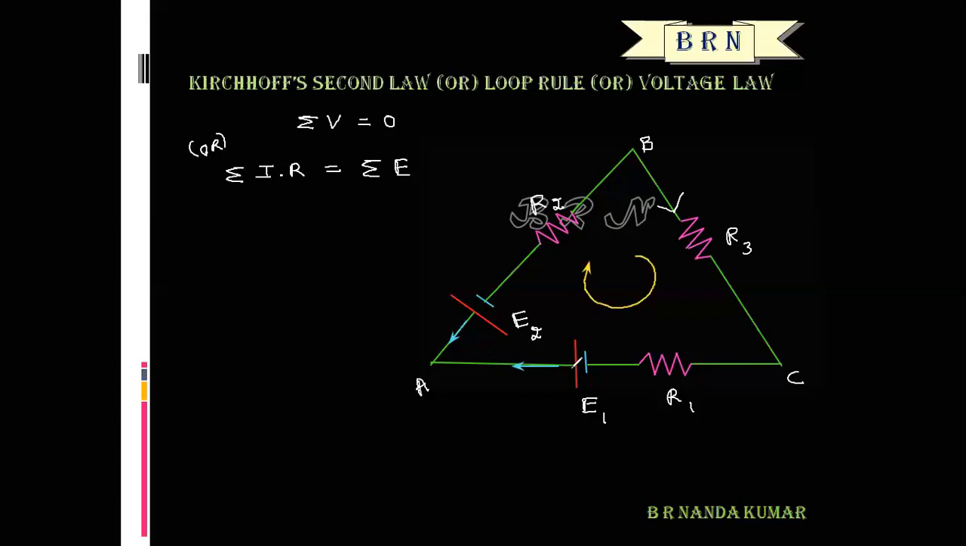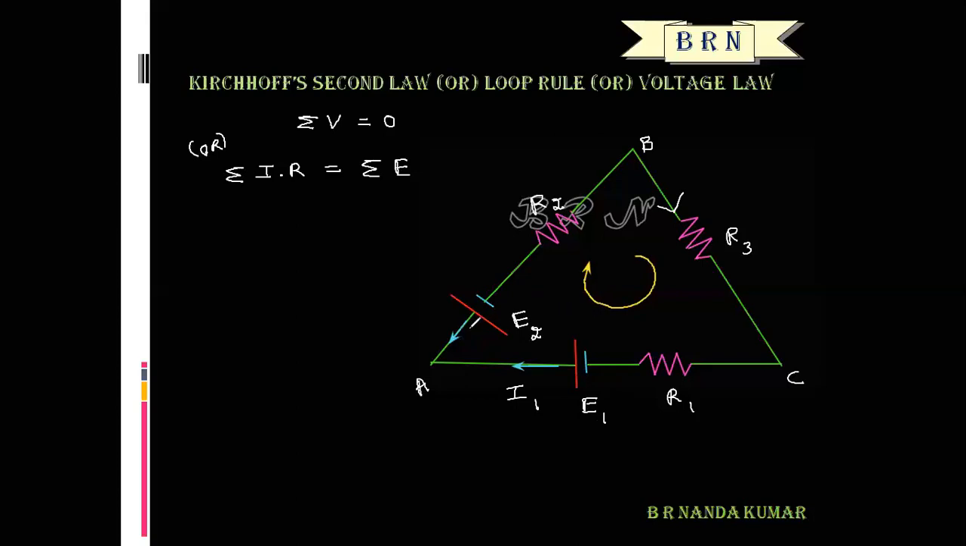Current is always drawn from the positive terminal of the cell. So in the branch CA, the current is drawn from the positive terminal. Let's consider this one as I1, and the current drawn from E2 is in anti-clockwise direction. Here I1 is in clockwise direction, and the EMF is also clockwise. If the current drawn from the cell is clockwise, EMF should be considered as clockwise EMF.